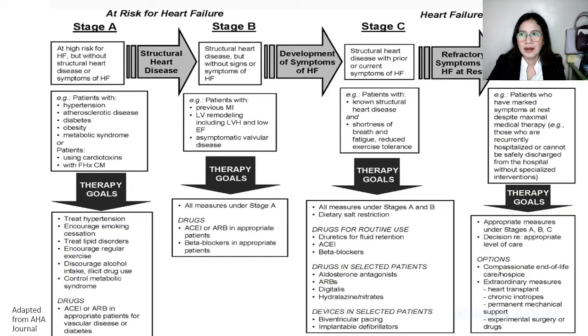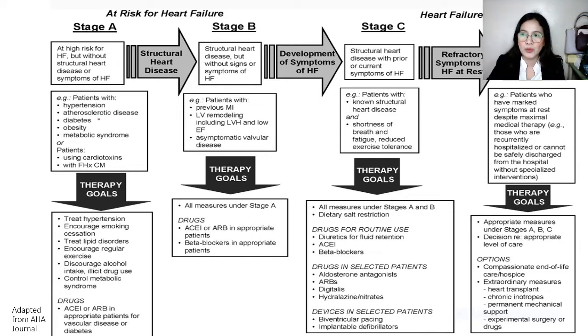So, we have here the combination, or a presentation, according to AHA, of who is at risk for heart failure, and then what happens when there's heart failure. As you can see here, it has several stages. For stage A, at risk for heart failure, we have patients at high risk for HF but without structural heart disease or symptoms of HF.